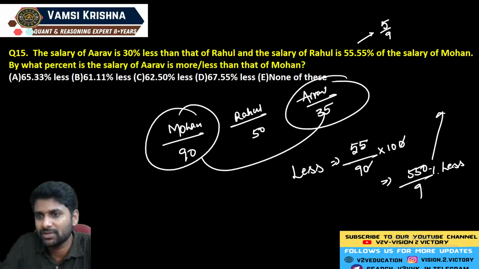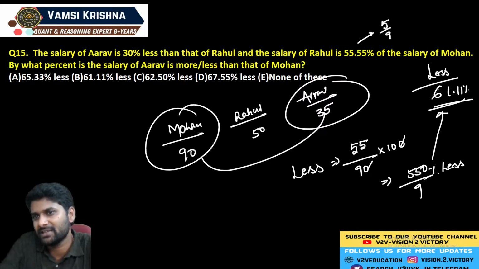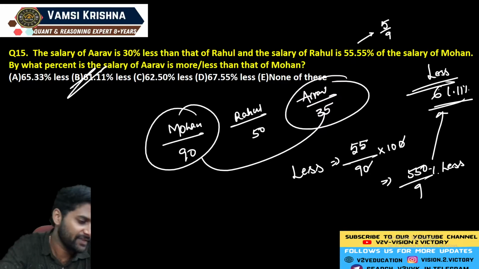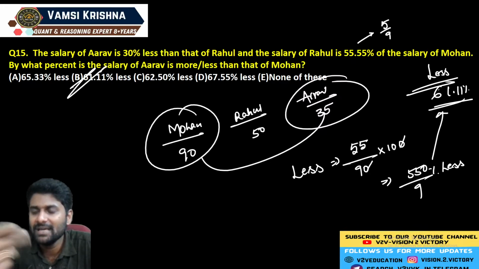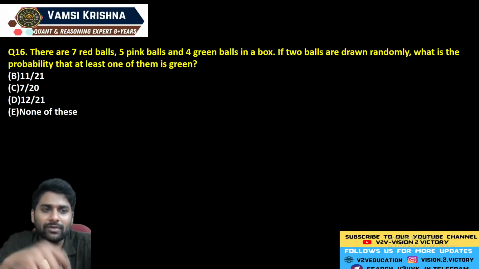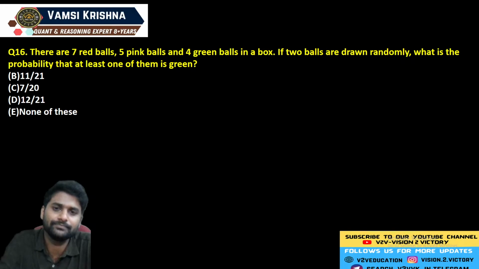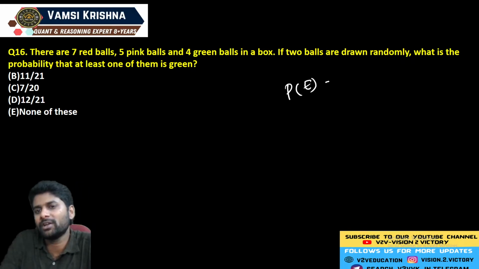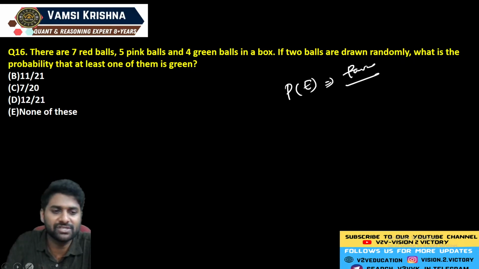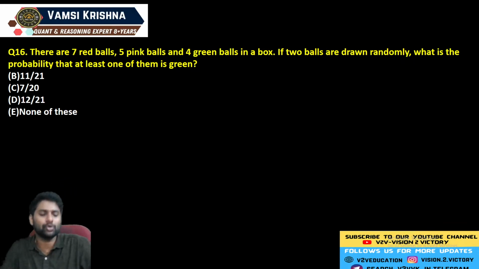So converting into decimals here, 9 6 54, it's 61.11%. Just, guys, you should identify whether it is less or more. Why? Because the possible options can be 61.11% more or 61.11% less. Now you already know the probability of any event is favorable conditions divided by total conditions. Just identify what the total cases are, and then out of the total cases how many are favorable.